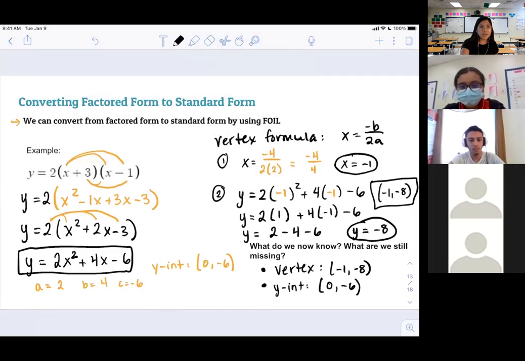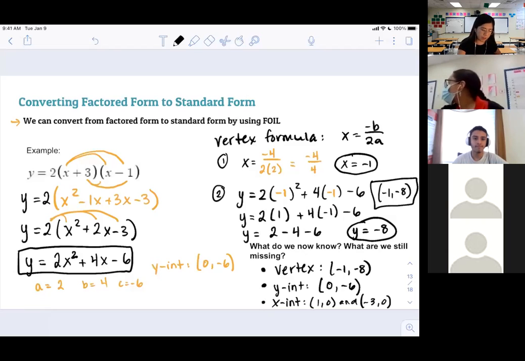And you also know the x-intercepts. Jalen is putting it in the chat. What are they? Good, Jalen. There was one, comma, zero, and what was the other one? Good, Emily. Negative three, comma, zero. Nice job. So now we know everything.